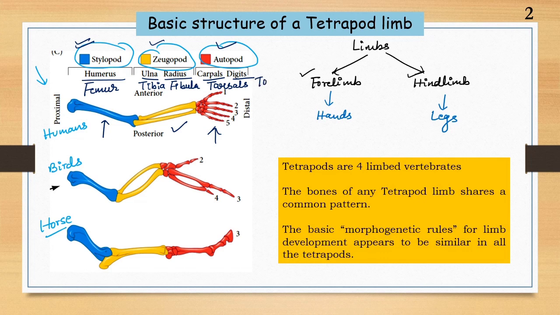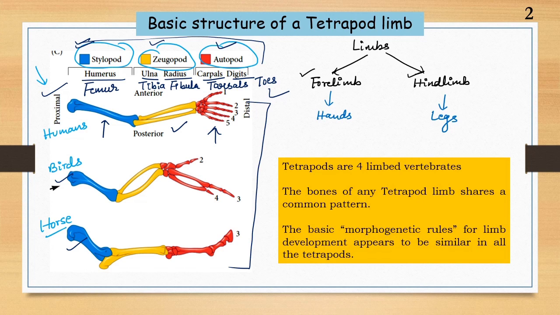Tarsals and toes. So these are the forelimb structures of human, bird, and horse, and they are the different sections of the limb, and these are the different types of bones that are present in each section. Now the bone arrangement in tetrapod limbs is similar, whether it's a hind limb or forelimb, or the limb of a human, bird, or horse. We can see that all these organisms share a similar bone pattern in their limbs.